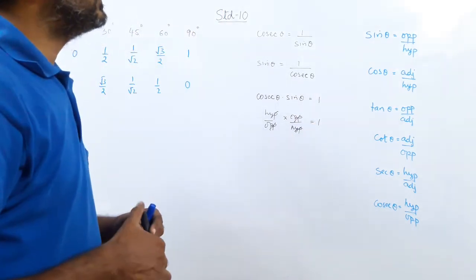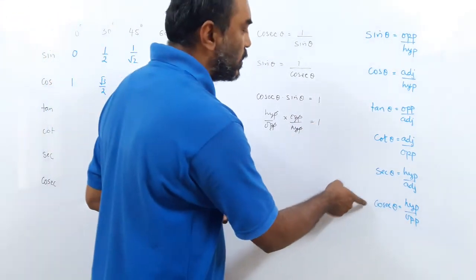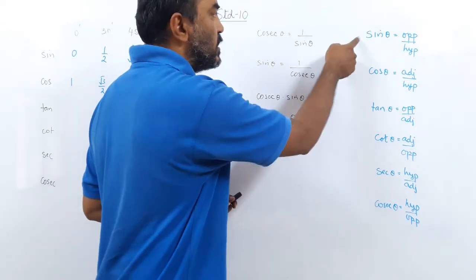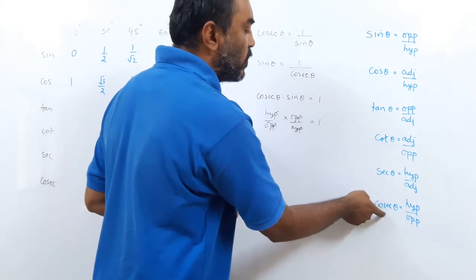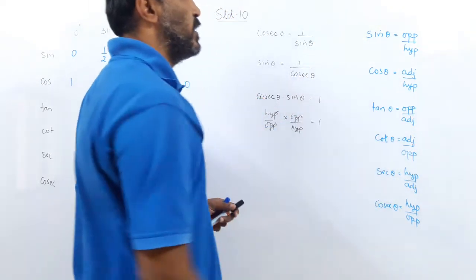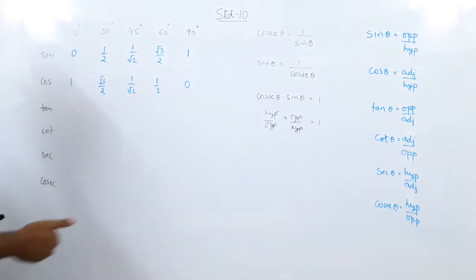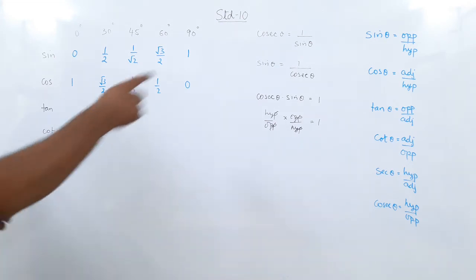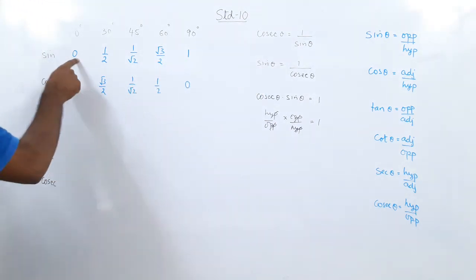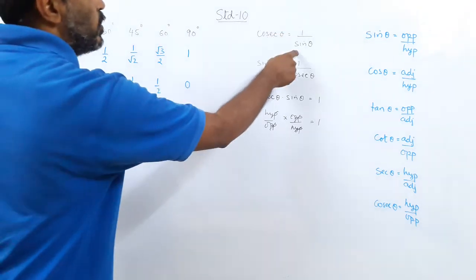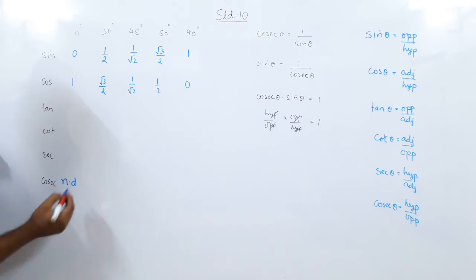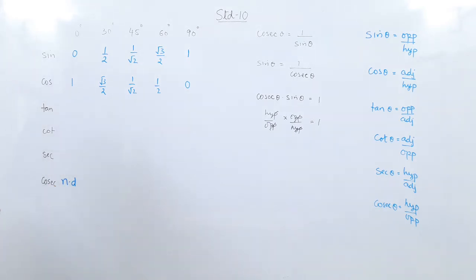But what do you eventually see from here? That cosec is the reciprocal of sine. Is it clear? So if cosec is the reciprocal of sine, then the cosec of an angle is the reciprocal of the sine. So let us come back to our table. The cosec which we have is the reciprocal of the sine, meaning 1 upon sine. So if sine is 0, then cosec is 1 upon 0. But 1 upon 0 is not defined.